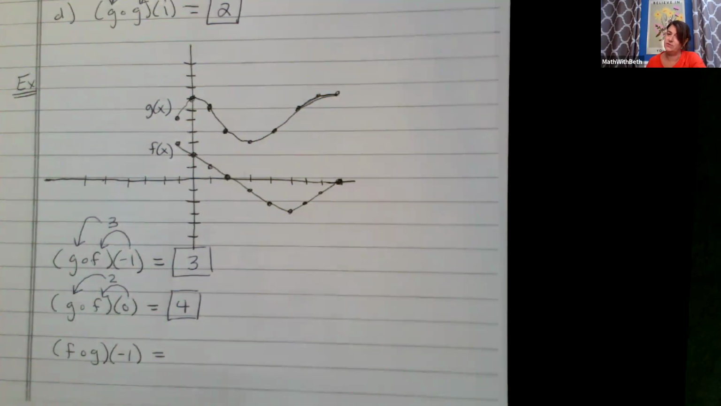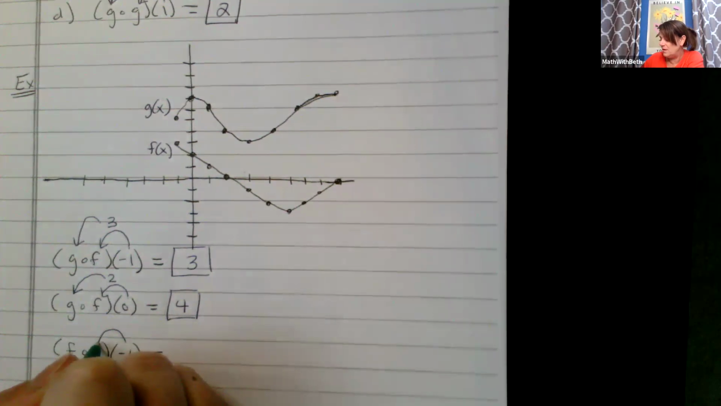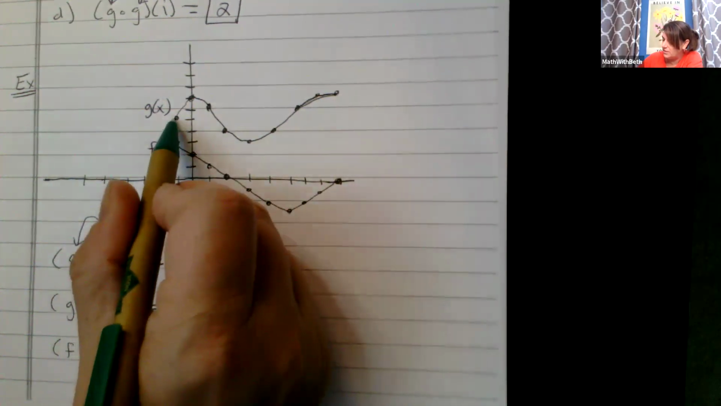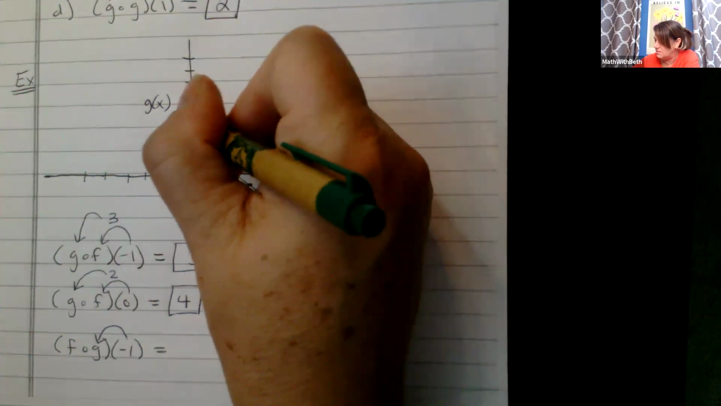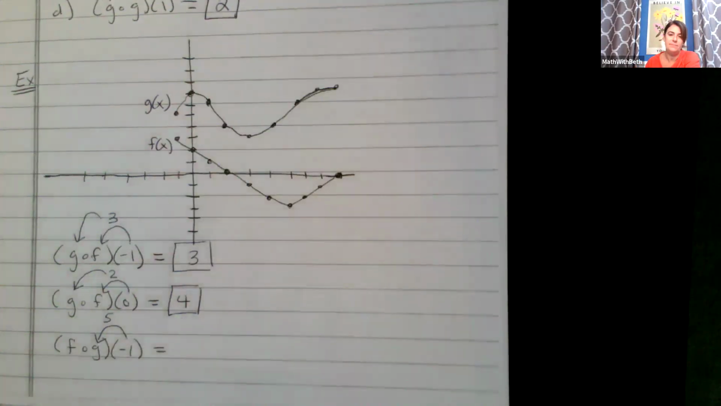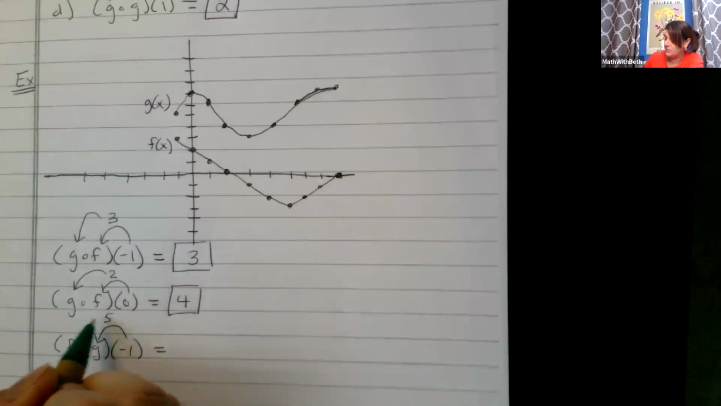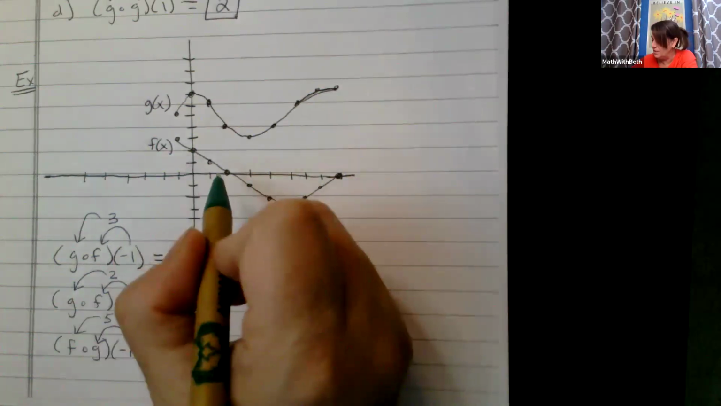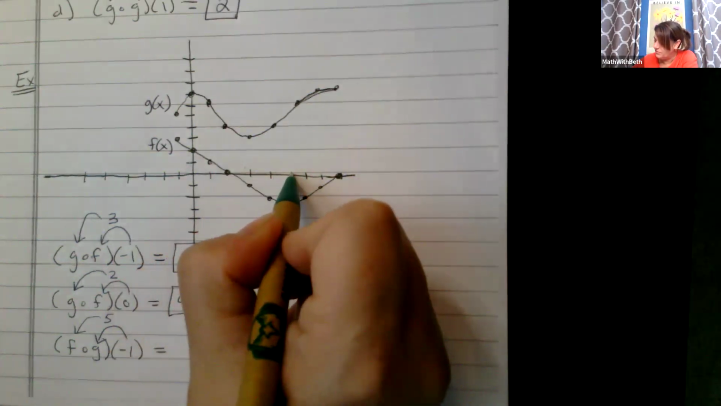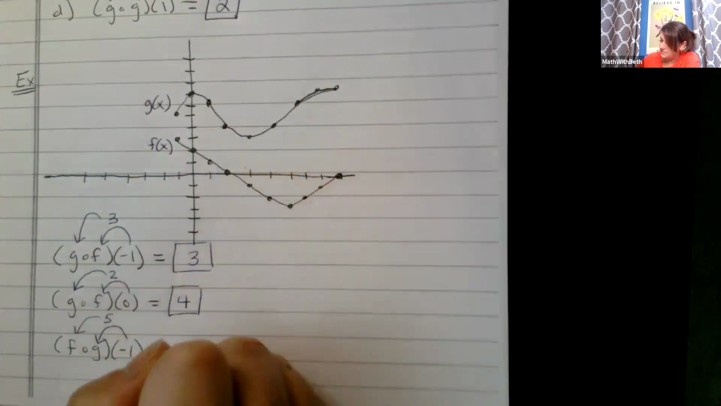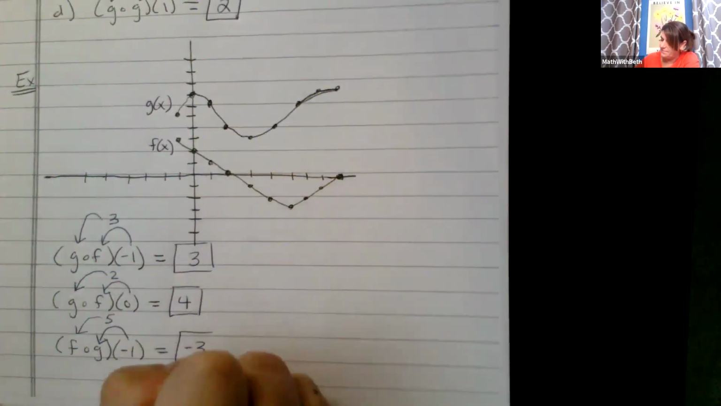Again, maybe pause and try the next one, see if you're getting the hang of this. If x was -1 and I look at the g, it looks like it is 5. But now if x were 5 and I look at the f, what would I get? It looks like it is -3.